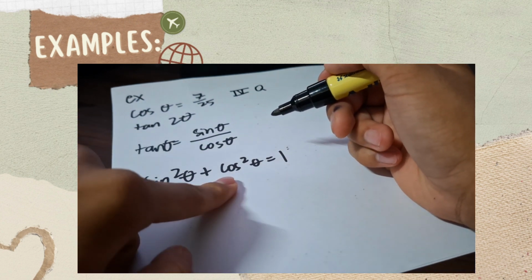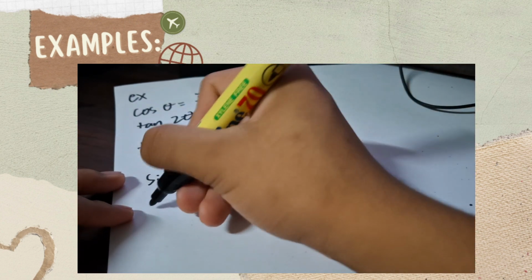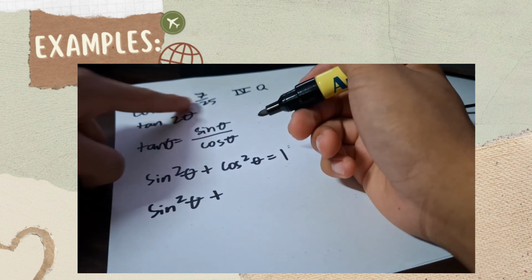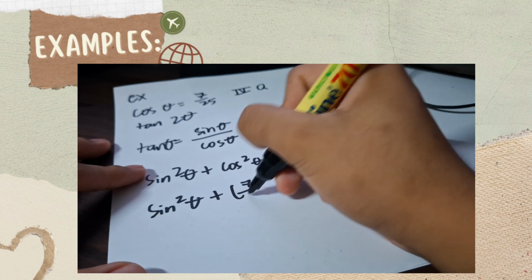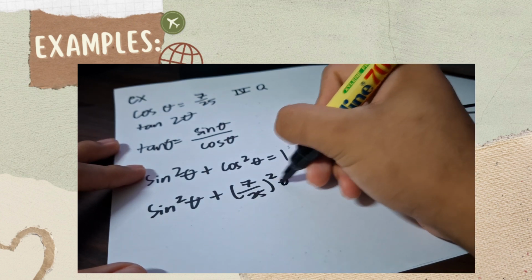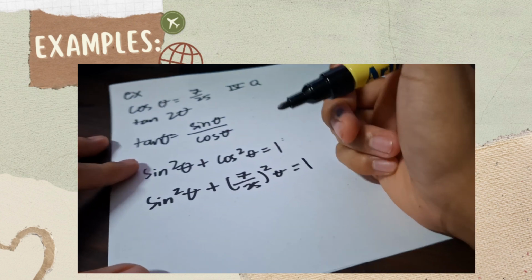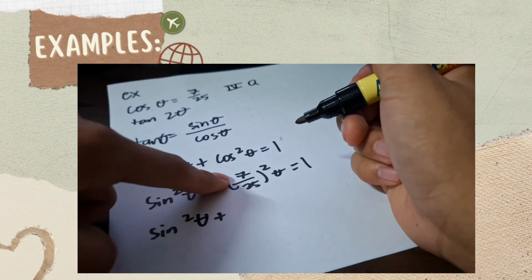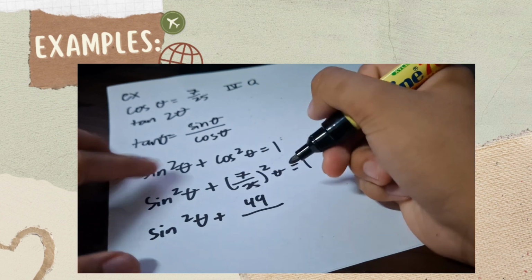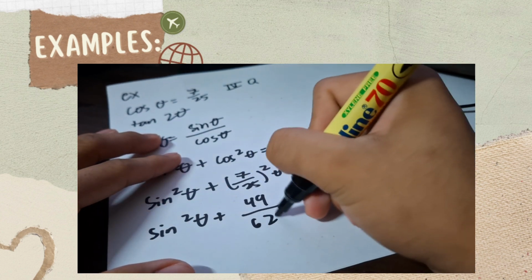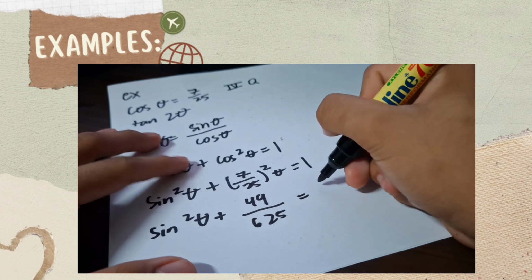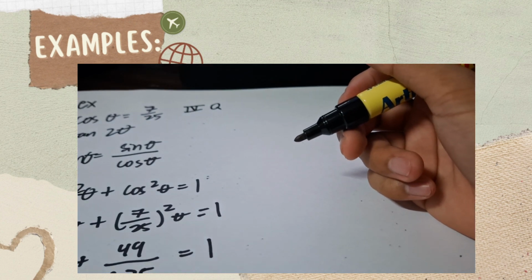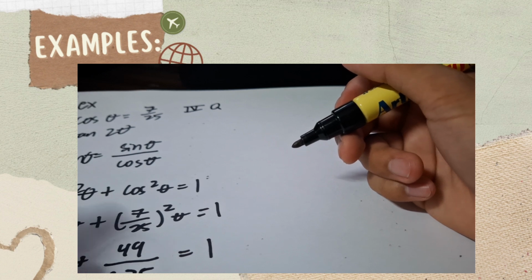So since we have a given cosine already, we just have to input it here. So it will be sine squared theta plus this given, which is 7 over 25, squared, equals 1. So as we solve it, let's simplify the given. So 7 squared is 49 over 25 squared is 625 equals 1. So since we're trying to find sine squared theta, we just need to solve it.